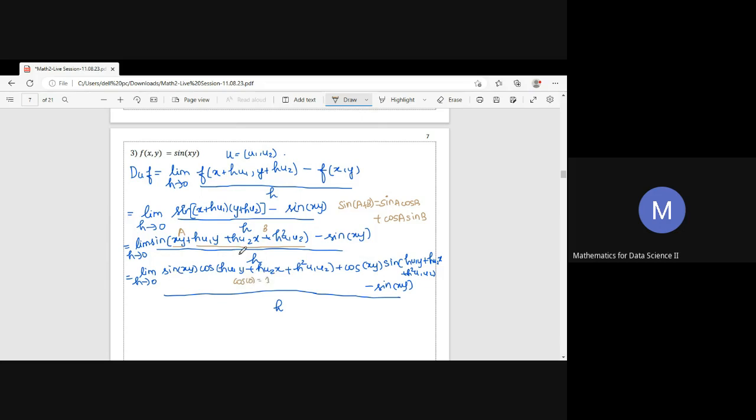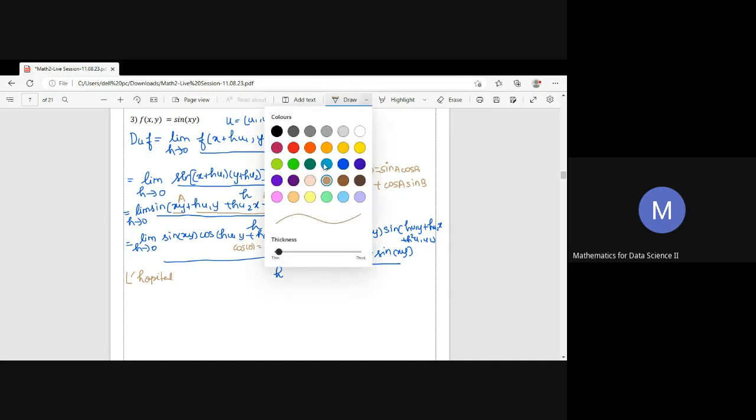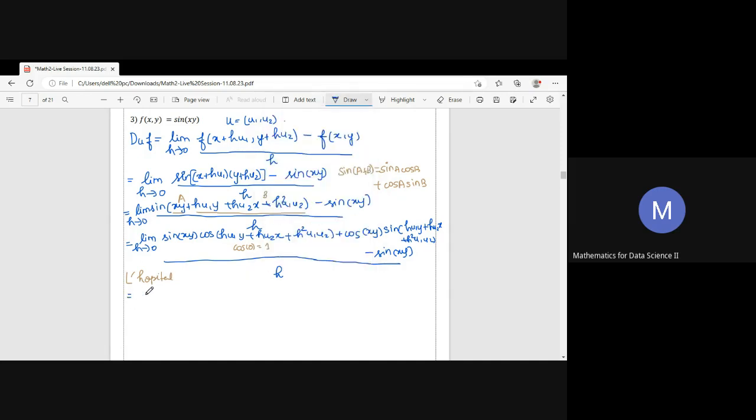So this term will reduce to sin xy, right? And here you see when you make h going to 0, this is sin 0, so this term will become 0. So the whole numerator is sin xy minus sin xy. So the numerator becomes 0 and the denominator also becomes 0. If both the numerator and denominator go to 0, then what is the rule you can apply? L'Hopital's rule. So by L'Hopital's rule, you can do that.